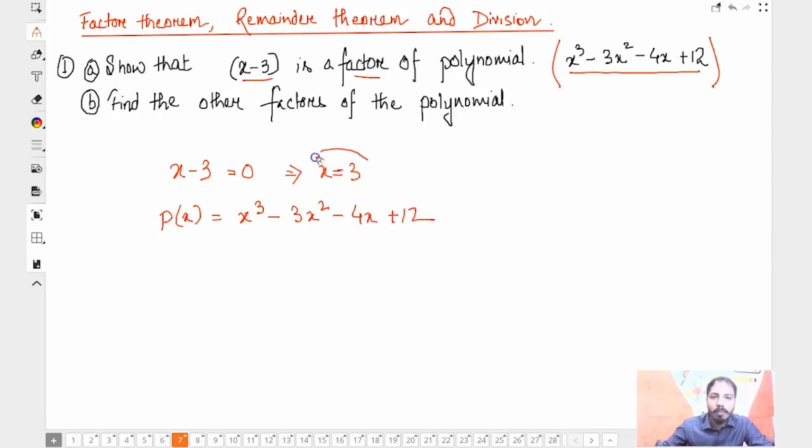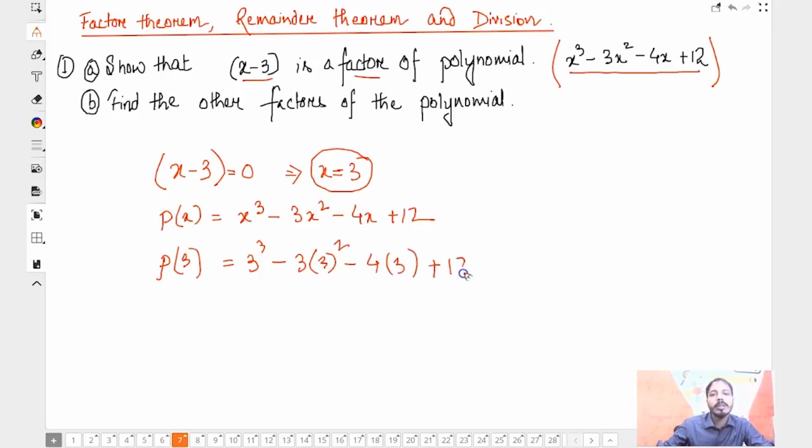Now, if I put this value, that means I am checking whether this is a factor or not. So for that, I am checking what's the remainder. So let me put this value here. So if I put this value here, what will I get? 3 cube minus 3x square, that means 3 square, minus 4 into 3 plus 12. What do I get? Now this is 27, this is also 27 and this will get cancelled, and this is minus 12 and this is plus 12. This will also get cancelled and ultimately I will get 0.